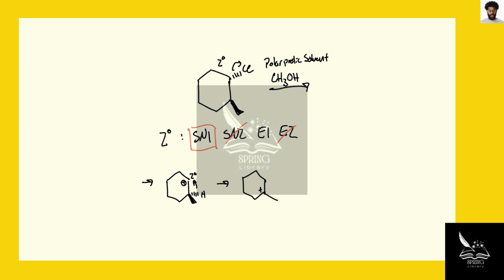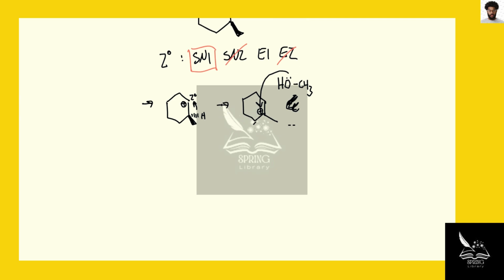The effect of this will also be that this methyl group, which was previously a stereocenter, is now a planar carbocation, and when our methanol then comes in to attack, since it can attack either from the top or the bottom, we're going to get a racemic mixture of products.